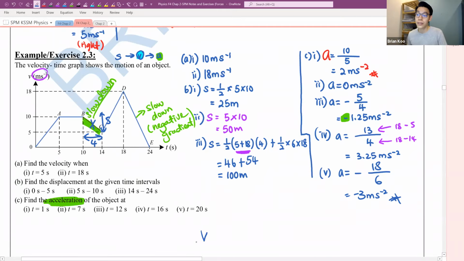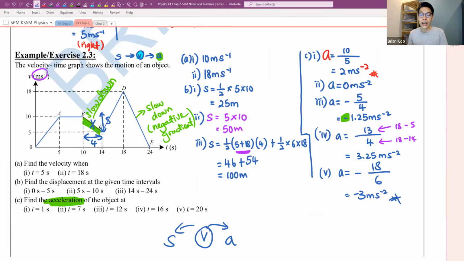a V graph, I want to find S, find area. I got a V graph, I want to find A, find gradient. Okay, so that's why, in exam, if they ask a longer question from this kind of graph question, usually they like to give you a V graph. Why? Because they can ask you both sides. They can ask you to find area also can, ask you to find gradient also can. So they can ask both left and right also can.